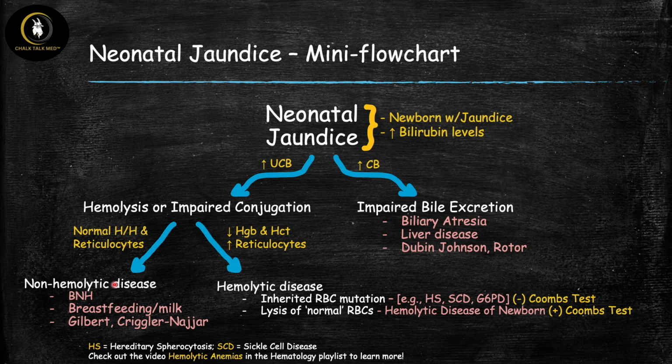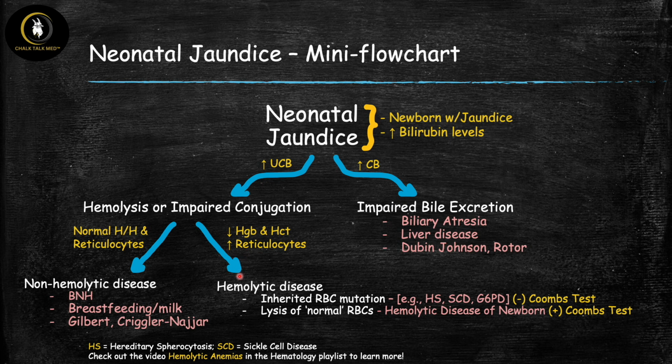And so our non-hemolytic diseases are benign neonatal hyperbilirubinemia. This is also known as physiologic jaundice, and compared to all of these causes, this is the most common cause of neonatal jaundice. And then, of course, you have breastfeeding or breast milk jaundice, and a couple of your other inherited hyperbilirubinemias, Gilbert's and Crigler-Najjar. I have separate videos that talk about all of these conditions. But what we're talking about here today is if there is hemolysis.